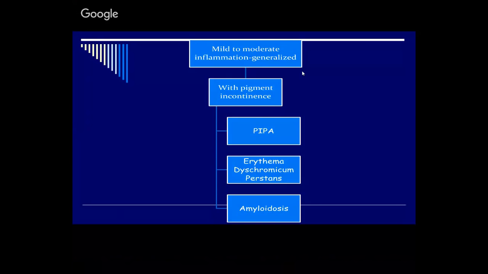So what are the other differential diagnoses? The first thing that you want to look for is, I have mild inflammation. Is there any pigment incontinence in the dermis? Whenever you see a mild lichenoid infiltrate with pigment incontinence in the dermis, your differential diagnosis is PIPA, erythema dyschromicum perstans, which is also known as ashy dermatosis, or amyloidosis.